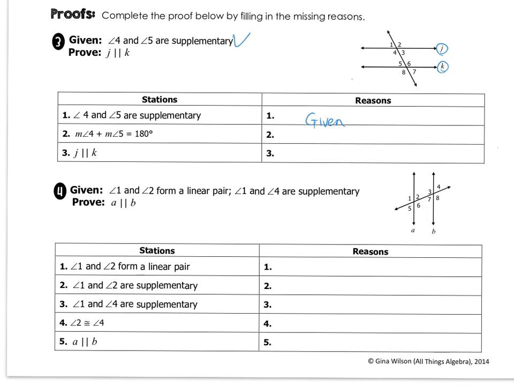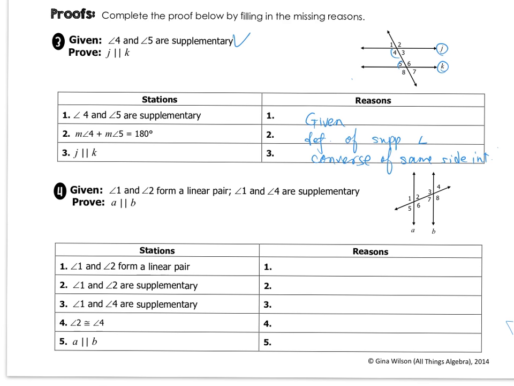So we're told 4 is here, 5 is here. If they're supplementary, they add up to 180 degrees. That's the definition of supplementary angles, right? And therefore, we can draw the conclusion that J and K are parallel by converse. Make sure that you write out the word converse. Converse of same side interior angles.